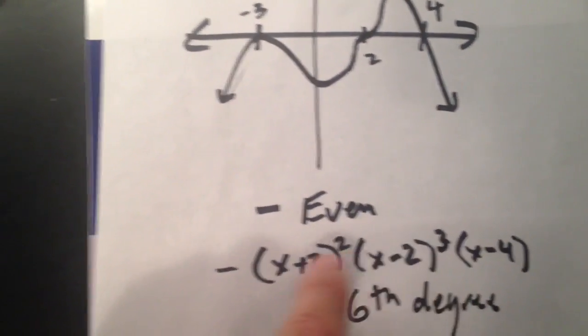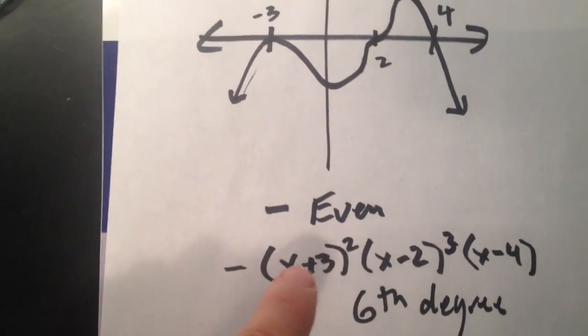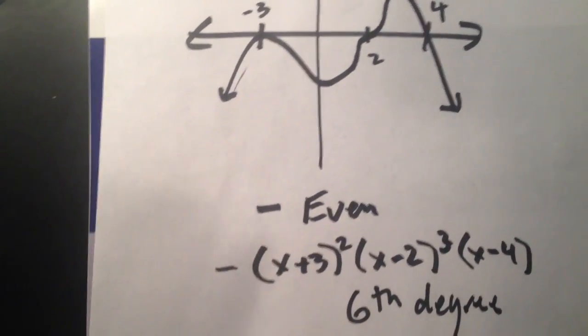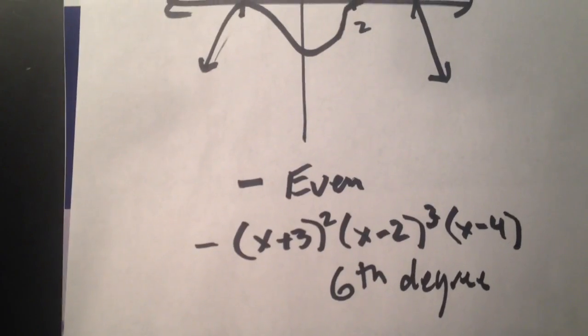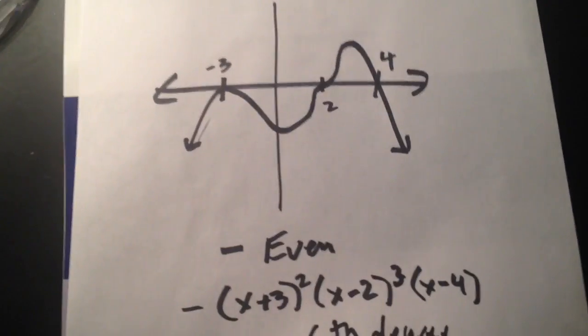So these degree measures, these roots, and our patterns of even and whether it's negative or not, they should all reinforce themselves. And I think that's plenty.